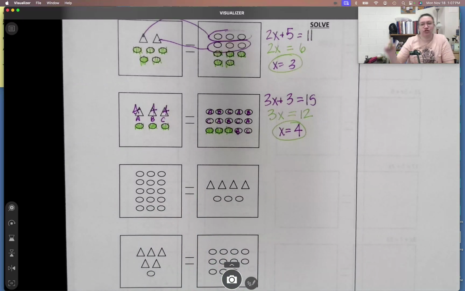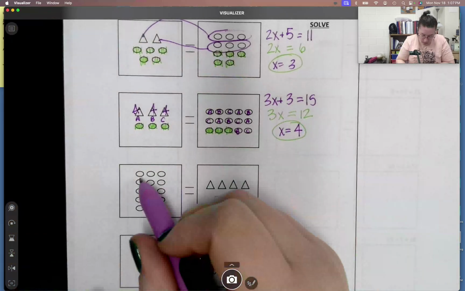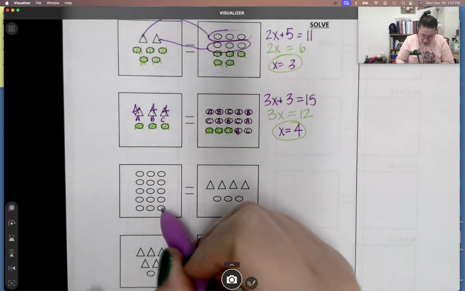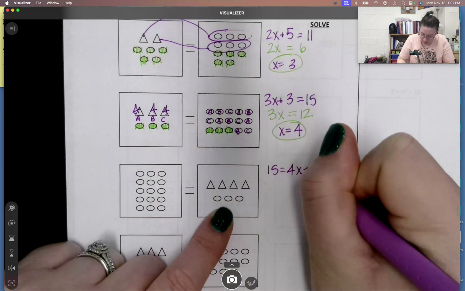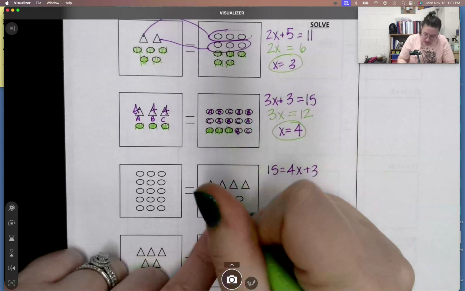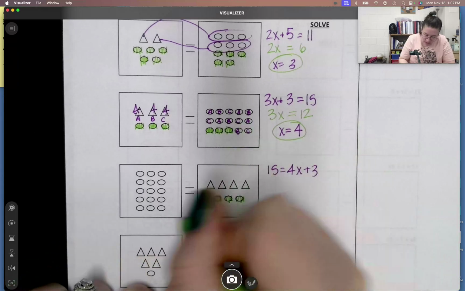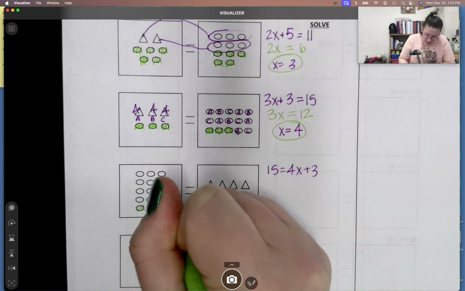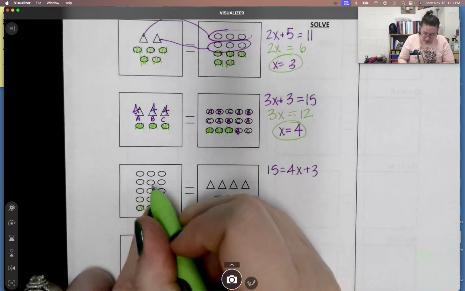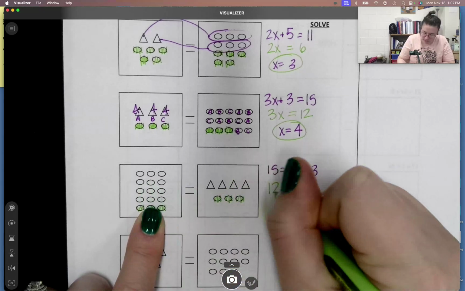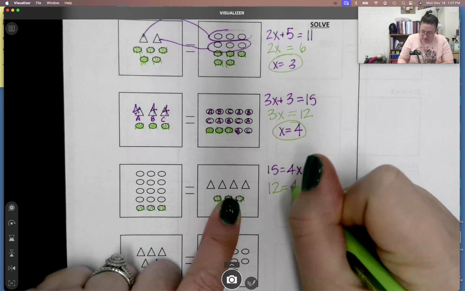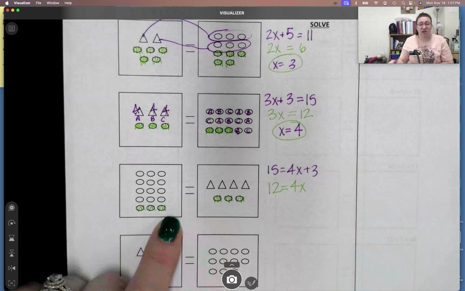Did you really pause the video or are you just trying to go through this fast? I hope you got an answer. Whoops, throwing my pins. 1, 2, 3, 1, 2, 3, 4, 5. So this is 15 is equal to 4x's plus 3. I can take away 3 on both sides. So now I'm left with 1, 2, 3, 4 times 3. That's 12 on that side. And 4x is left over here because those 3 are gone from both sides.